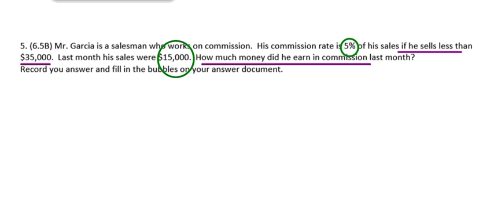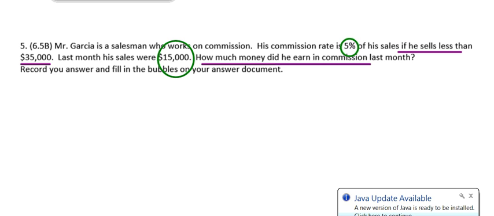Question 5. Mr. Garcia is a salesman who works on commission. His commission rate is 5% of his sales if he sells less than $35,000. Last month, his sales were $15,000. How much money did he earn on commission last month? Record your answer and fill in the bubbles on your answer document.